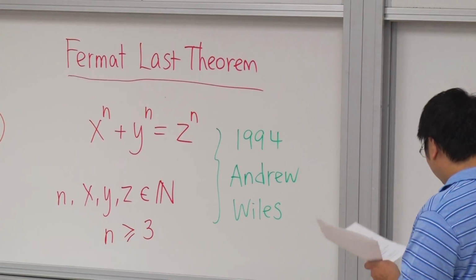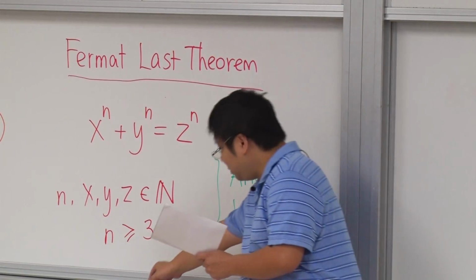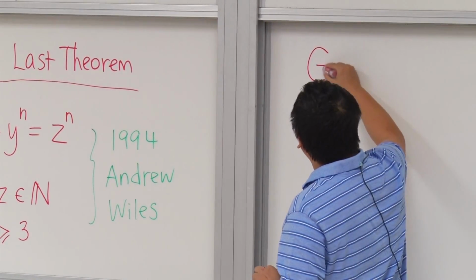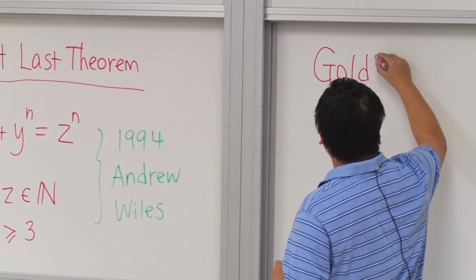Okay? So this is the first famous result. And then there is another one. Another one is called the Goldbach conjecture.